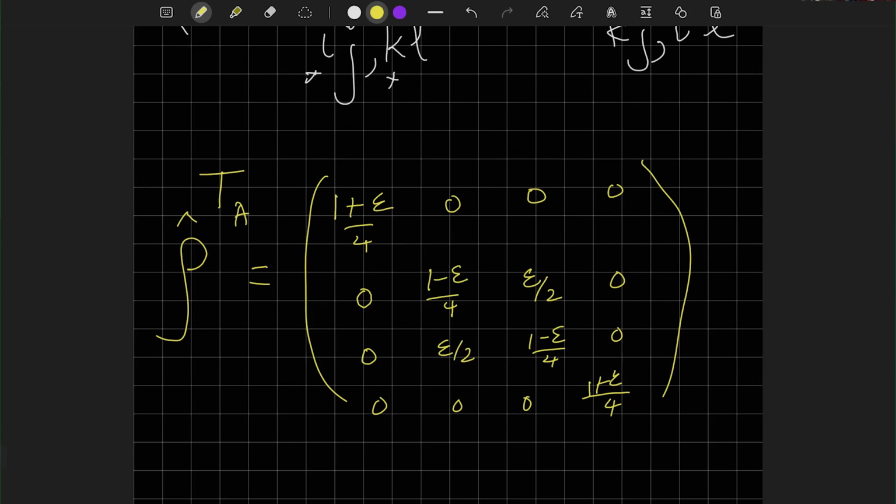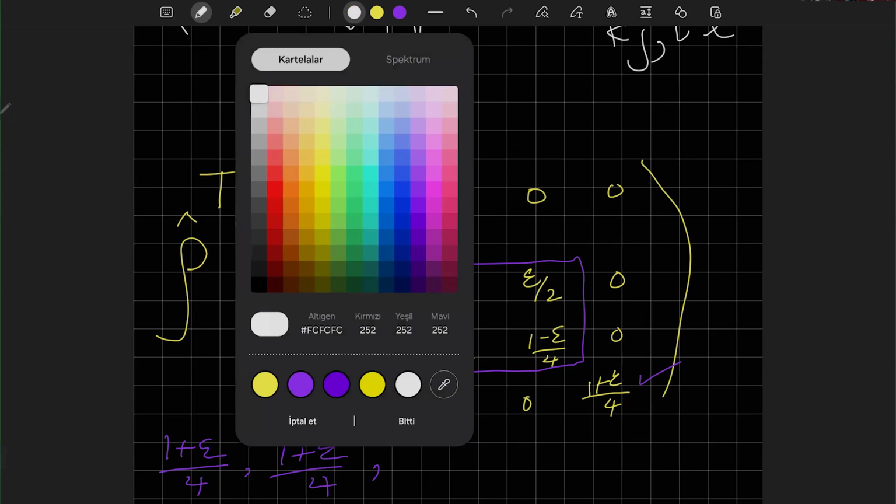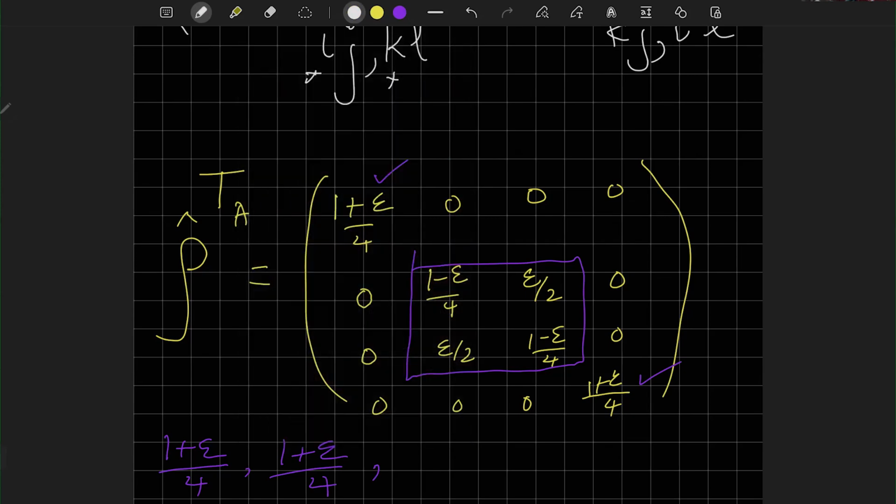Now, if I were to, so just focus on these. There are 4 eigenvalues, of course. 1 plus epsilon over 4 is one of them. The other, this one, and 2 more. Now you can do kind of simple school algebra to find the eigenvalues of this block.